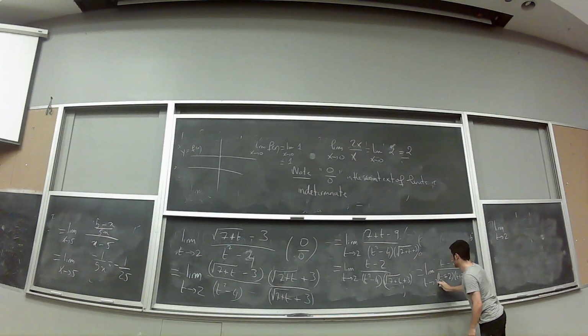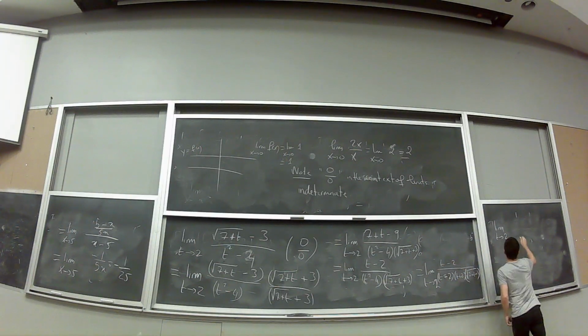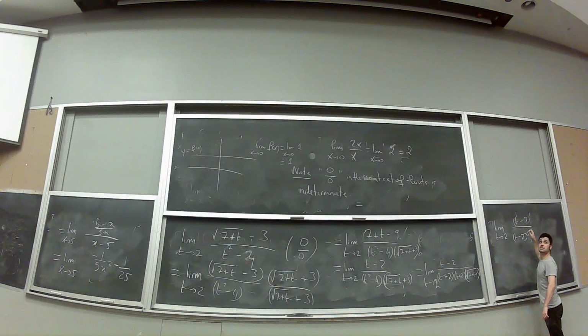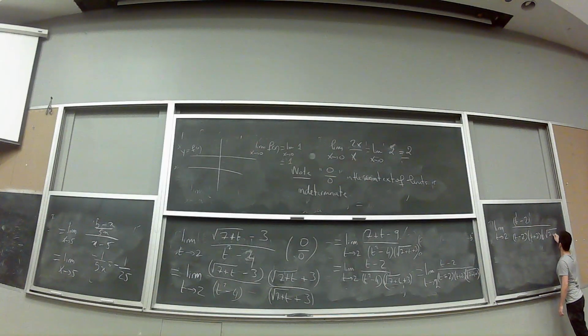This is the limit as t goes to 2 of (t minus 2) over (t minus 2). Okay, what can I cancel out? The t minus 2. Did I get rid of everything that's giving me 0 over 0? Yeah. Can I just plug in now at the end? Yeah. Very good. What do I get?